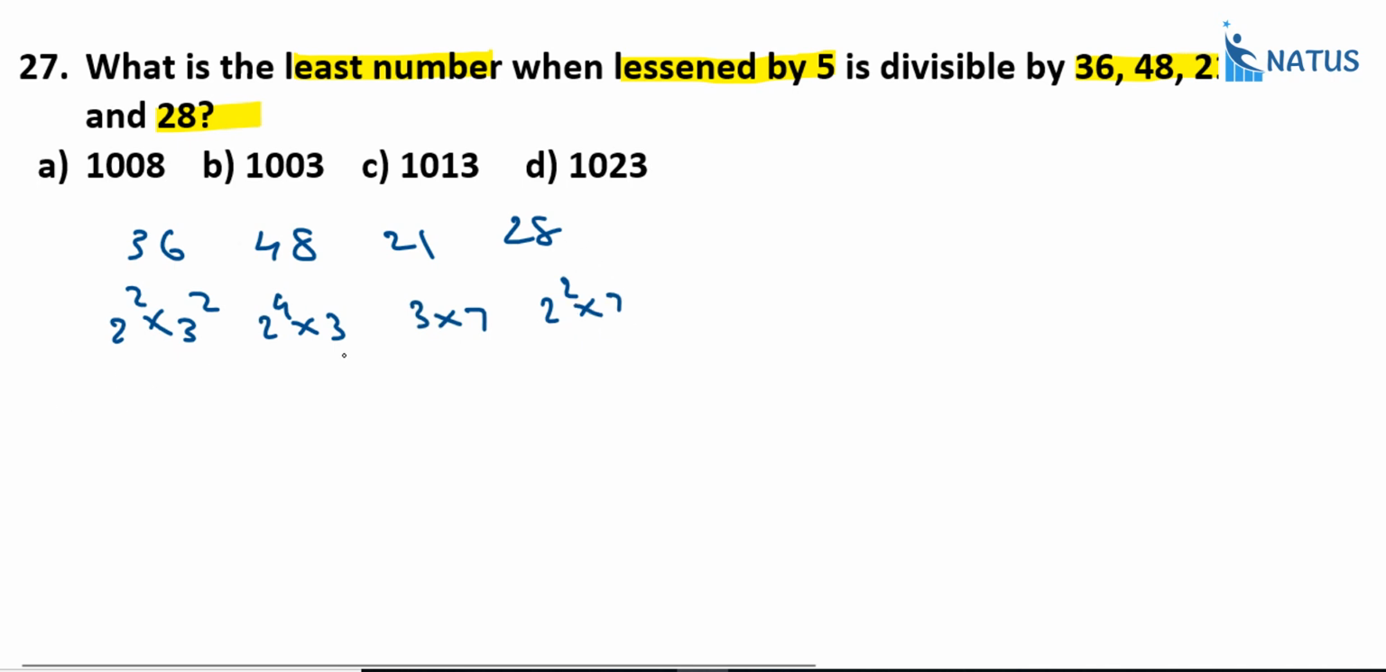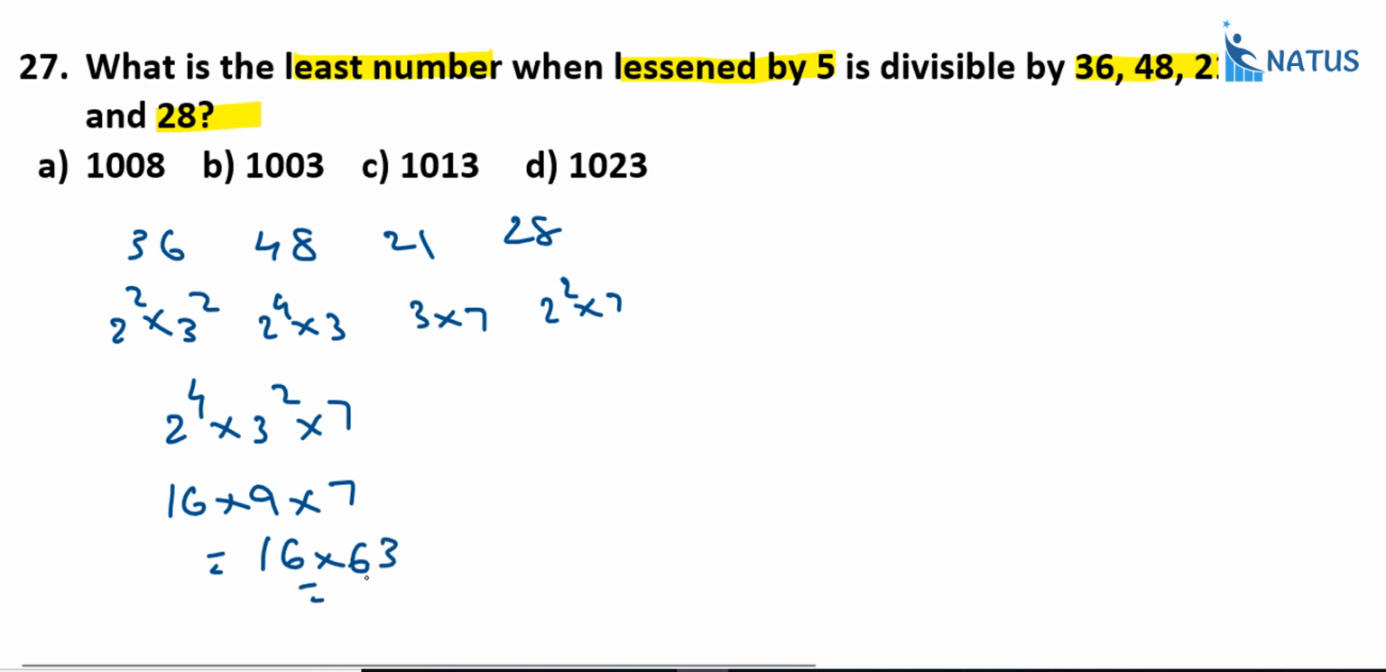Right? So what is the LCM? 2 to the power of 4 into 3 square into 7. So 16 into 9 into 7, which is equal to 16 into 63. This is equal to 1008. Now, this number is exactly divisible by all these numbers, 1008. But what is the question?